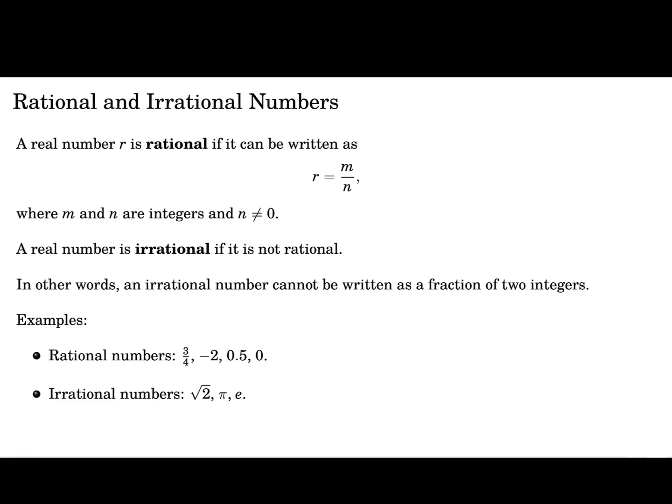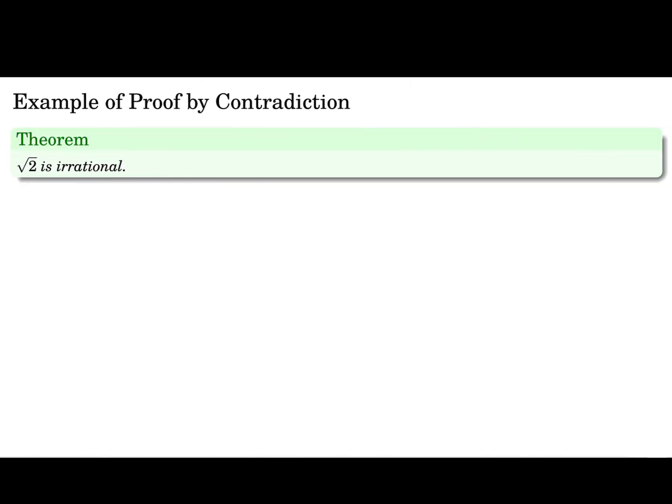And you've probably seen in previous courses, of course you have rational numbers like 3/4, minus 2, 0.5 is just half, so you can write it in this way. 0, you can write it as 0 over 5, for example, and so on. And you've probably seen also in courses that square root of 2, pi, e are irrational. But today we're going to see how we can actually prove that something like square root of 2 is irrational.